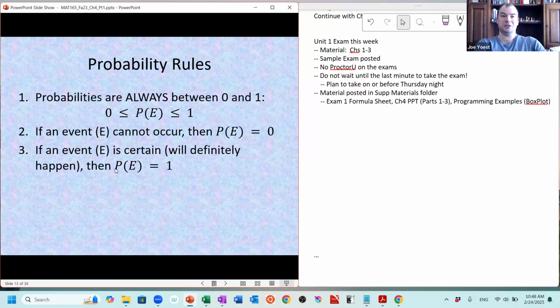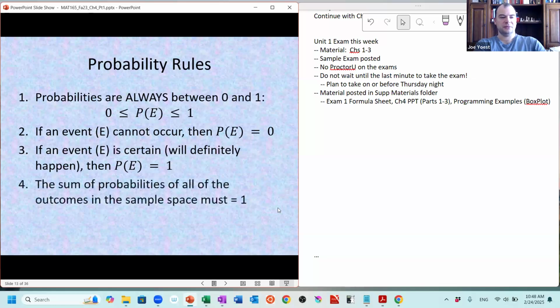And similarly, if an event is certain to occur, if it will definitely happen, then its probability is 1, and that goes both ways as well. And then, of course, the sum of the probabilities of all of the outcomes in the sample space has to equal 1. In other words, if I roll the die, something has to come up. If I run a probability experiment, one of the outcomes has to come up with certainty, with 100% probability. Something is going to happen when I run the probability experiment.